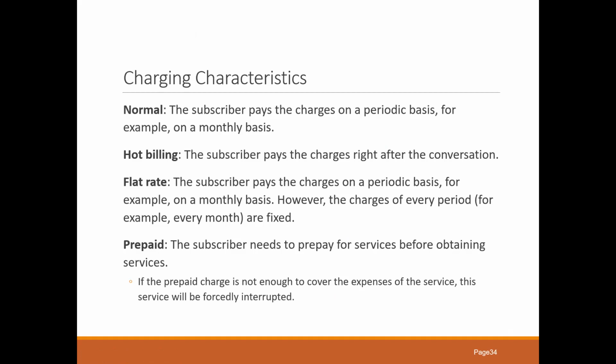Okay, there are four different charging characteristics. But this is specific to Huawei, maybe some other characteristics as well. A normal user is charged on a periodic basis. A hot billing user is charged right after the conversion. A flat rate user is charged based on a flat rate; on a monthly basis the charges are fixed. And a prepaid user is one that pays before and then afterward uses the service.